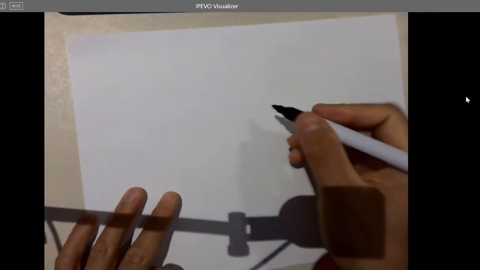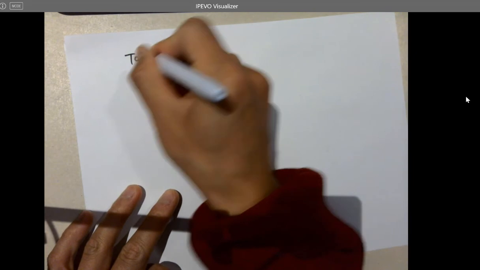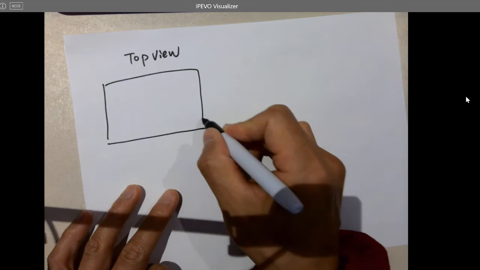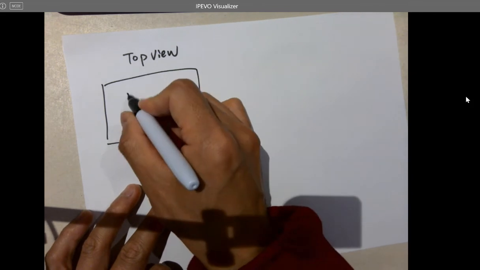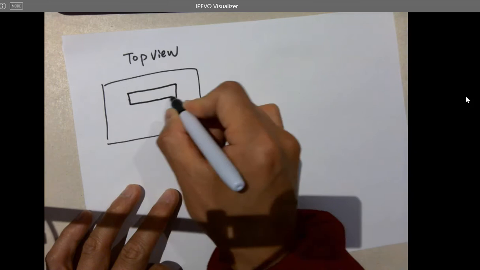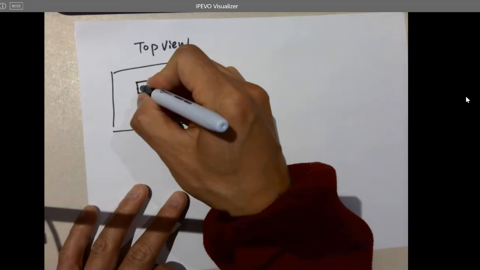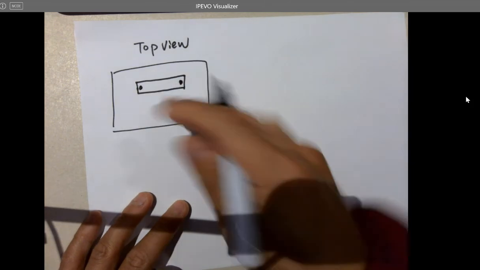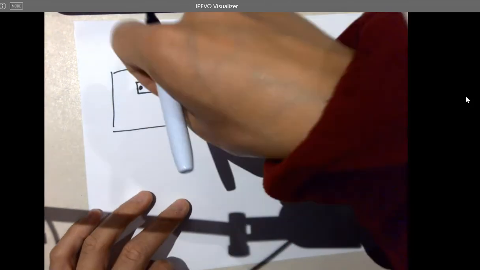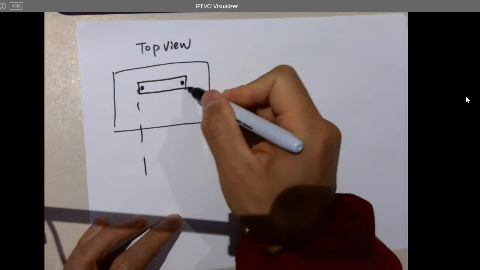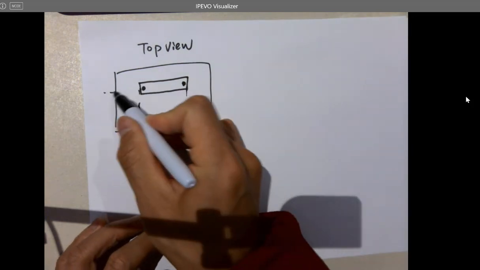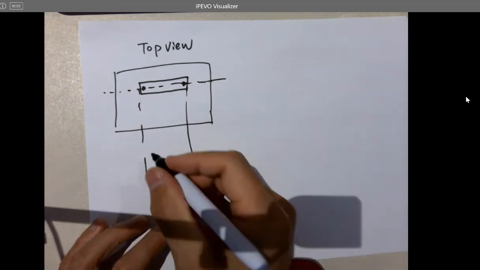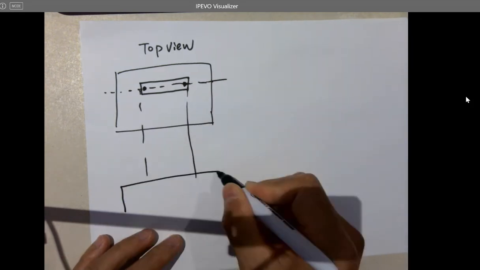If you look from the top, that's a top view. So for example, here's a silicon wafer, and you'll see a shape like this, and with two contacts. That's from the top, it's looking from top to bottom. If you do the cross-sectional view, so for example, you cut it from here, like cutting a pie, and looking from the side, you're going to see something like this.